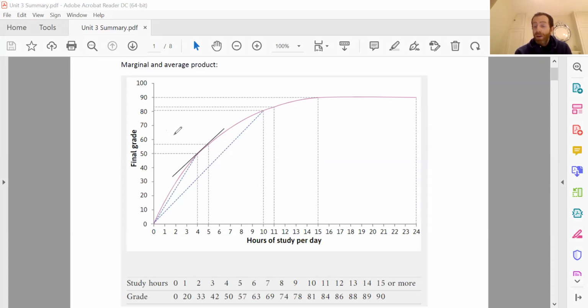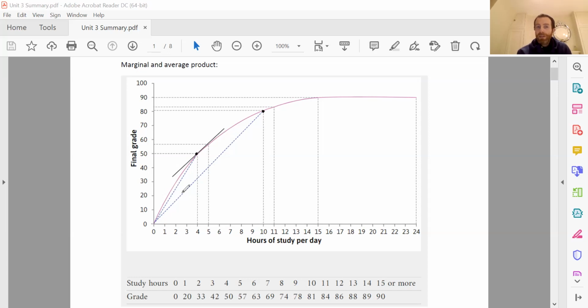And we could look at their average product. To do that, we would pick a particular point on the curve, say maybe this point. If the person puts in 4 hours of study, they'll get a final grade of 50, so we could work out their average product by doing 50 divided by 4. Then we could choose a different point, maybe up here, where they've put in 10 hours of study and are getting a grade of 81. So we could work out the average product by doing 81 divided by 10.